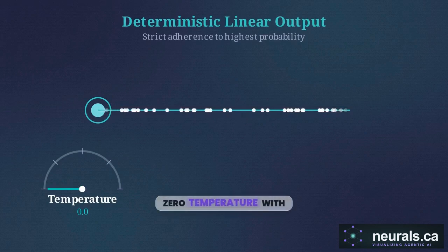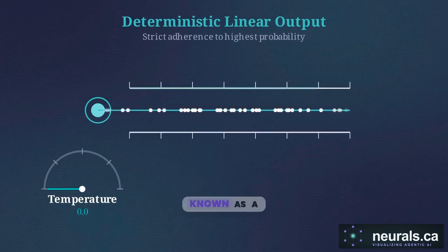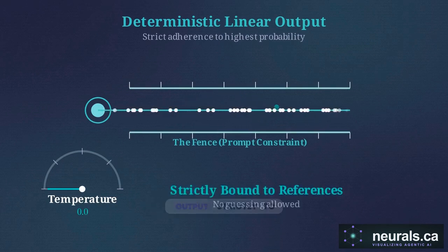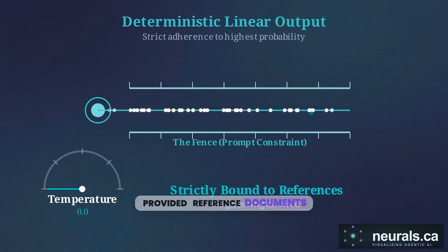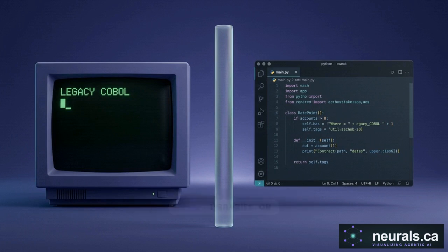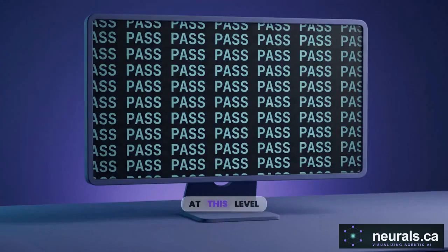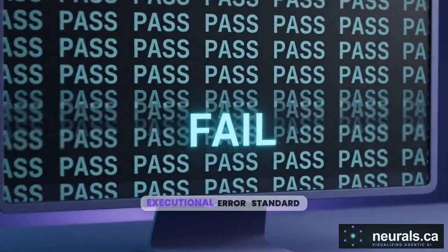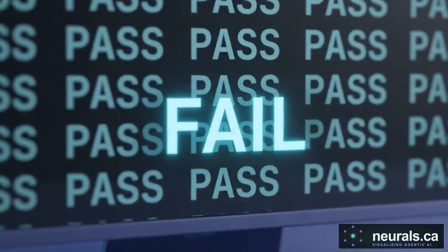We pair that 0 temperature with a prompt structure known as a fence. The instructions forbid the model from guessing, restricting output strictly to provided reference documents. You see this configuration when automated systems convert legacy code libraries or extract dates from corporate compliance policies. At this level, risk is entirely procedural. If the model makes an executional error, standard software testing will easily catch it.